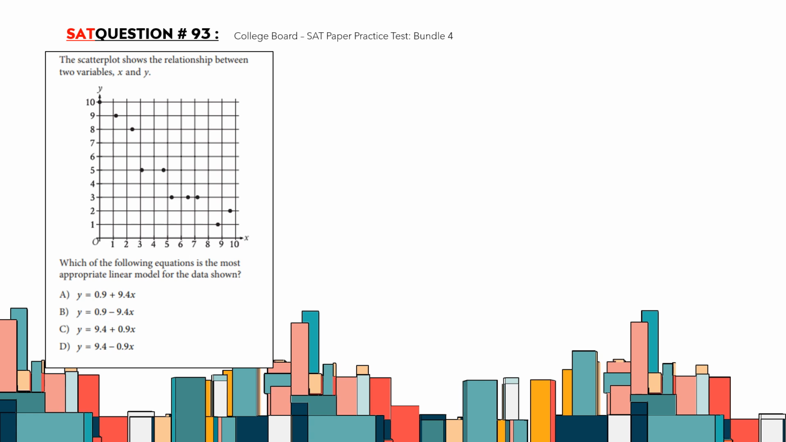The scatter plot shows the relationship between two variables, x and y. Which of the following equations is the most appropriate linear model for the data?